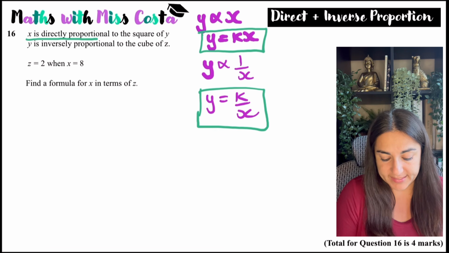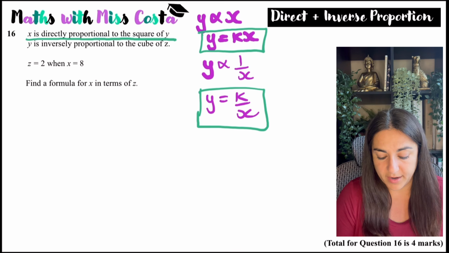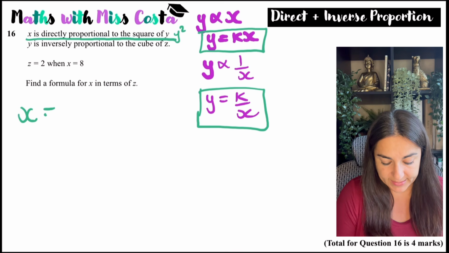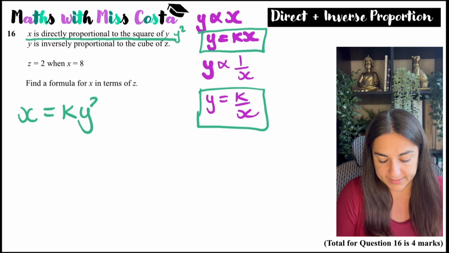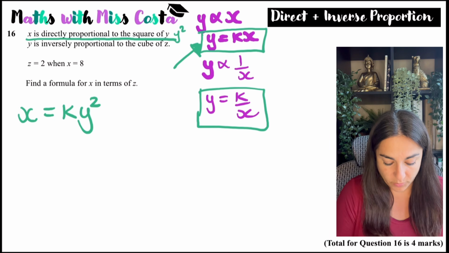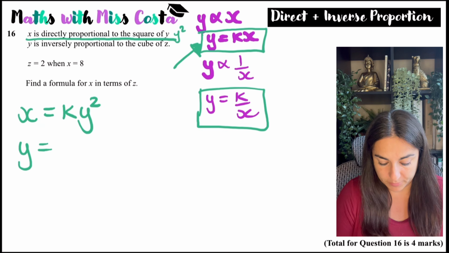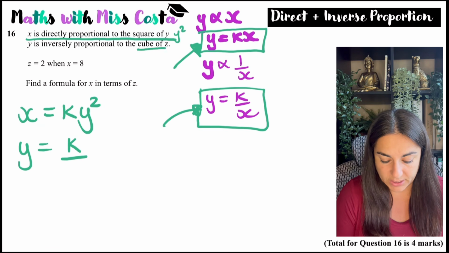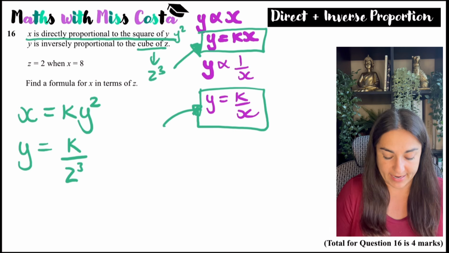So I'm told that x is directly proportional to the square of y. The square of y is y squared. So I'm going to write x equals k y squared because I'm using the direct proportion formula. I'm then told that y is inversely proportional, so it's going to be k over something to the cube of z, which is z cubed. So y equals k over z cubed. So I've just written those out so that I have them.